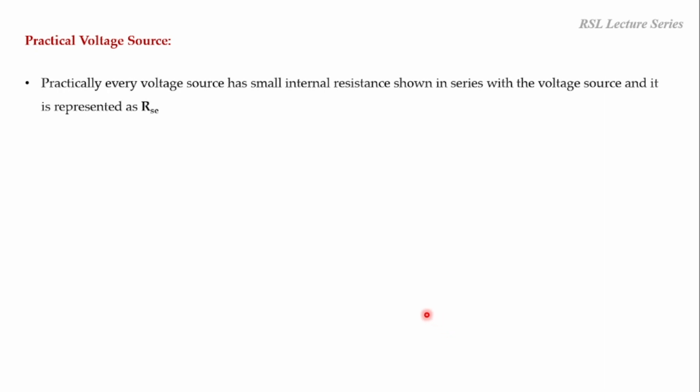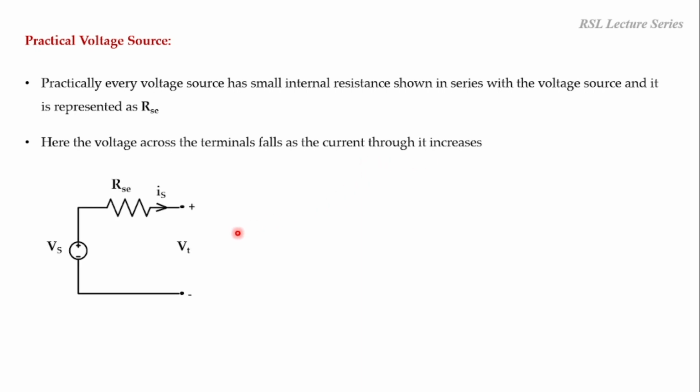A practical voltage source has a small internal resistance connected in series with the voltage source. The internal resistance is represented as Rsc. Due to the presence of this internal resistance, the voltage will drop. As the current increases, the voltage will drop. This is the representation.